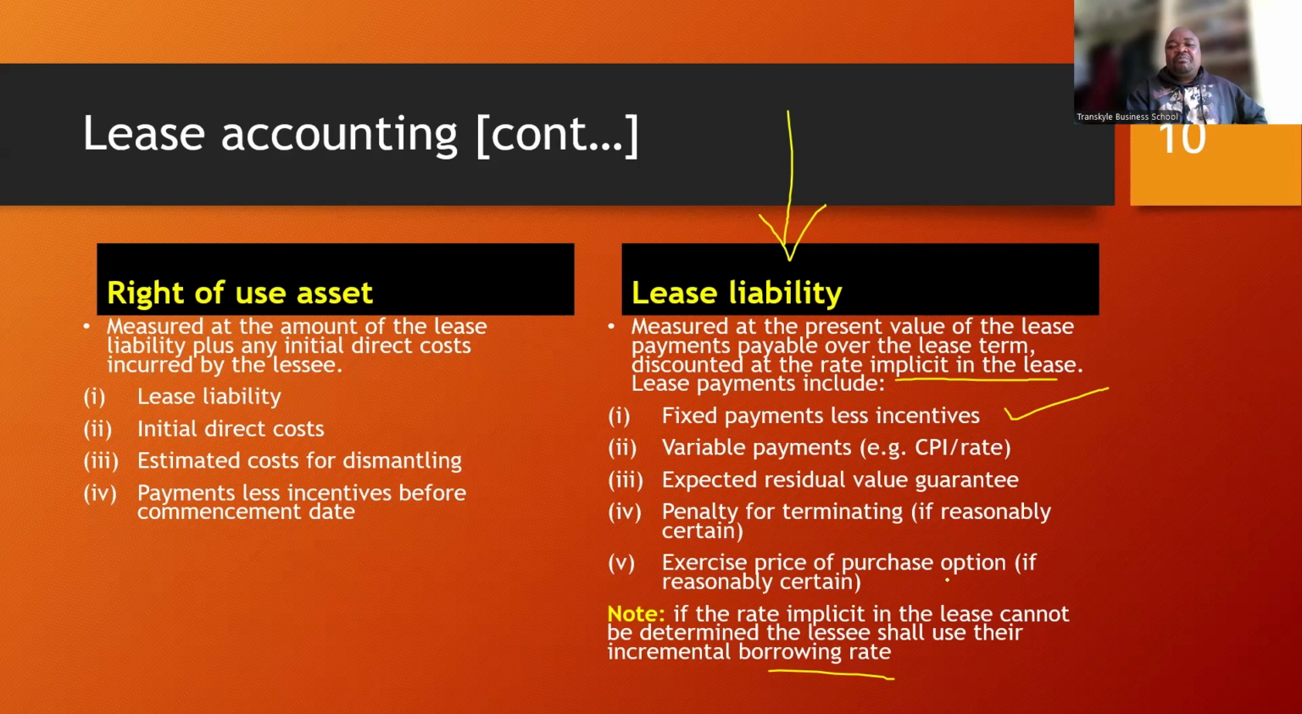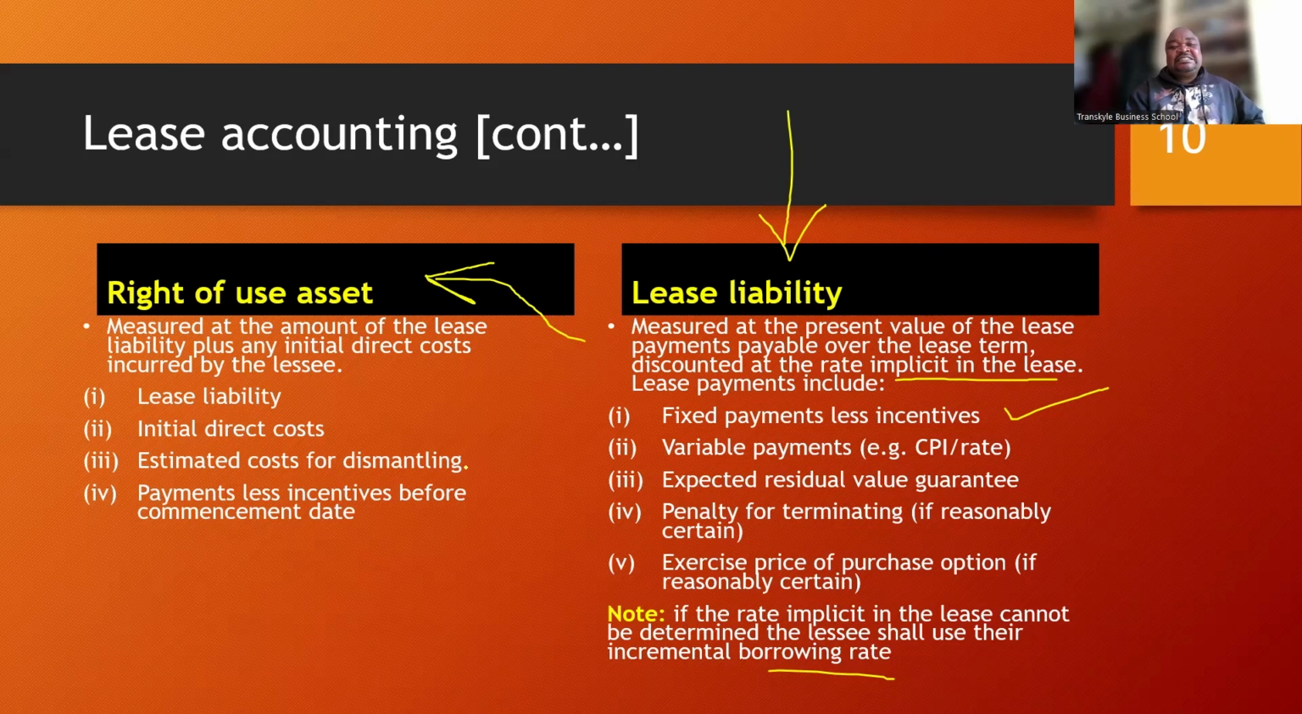Exercise price of purchase options: if we are reasonably certain that we may purchase this building, we can add that to the lease liability as well. Is that clear? So now, when you get the total of the lease liability, you can then move to the right of use asset.